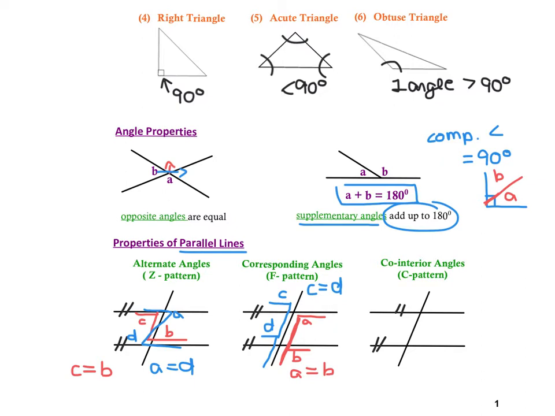And then the co-interior angles. What we're saying about the co-interior angles is, for example, A and B: A plus B equals 180 degrees. So that's kind of like the idea of supplementary angles. And the same example would be with C and D in this situation. So C plus D would equal 180 degrees.